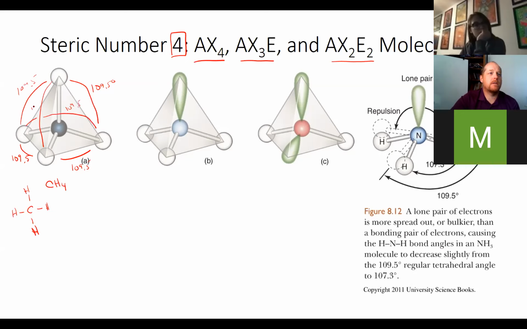And so when we draw this with perspective drawing, this is going to give us something that looks like this. Where our wedges and dashes show atoms that are coming out of or projecting back into the plane of the page versus the lines which are in the plane of the page. So this is going to be an electron geometry. Right, that is tetrahedral.